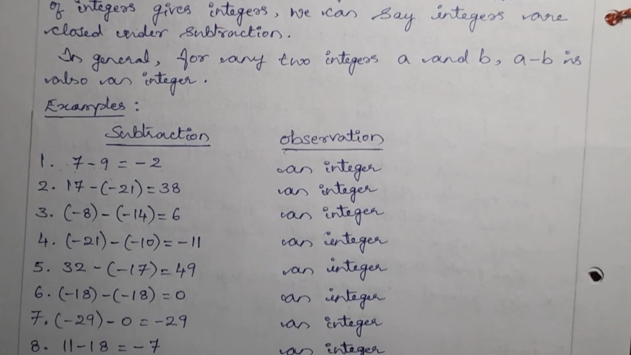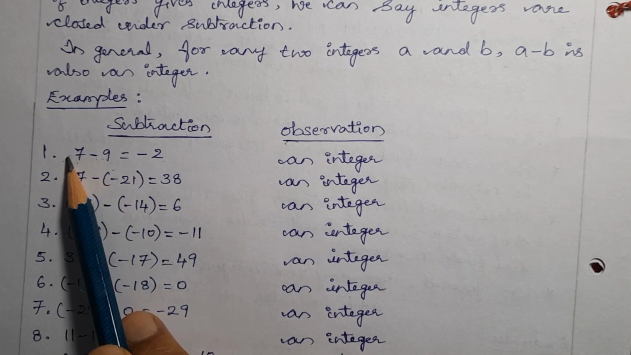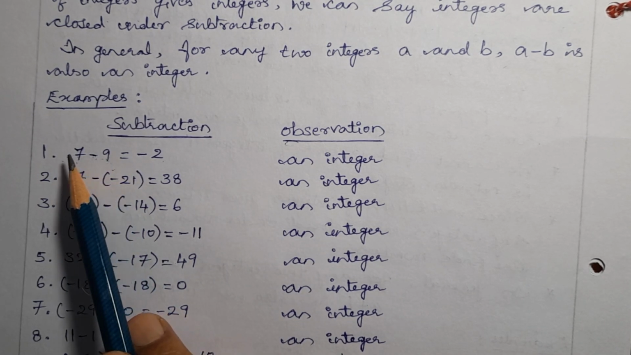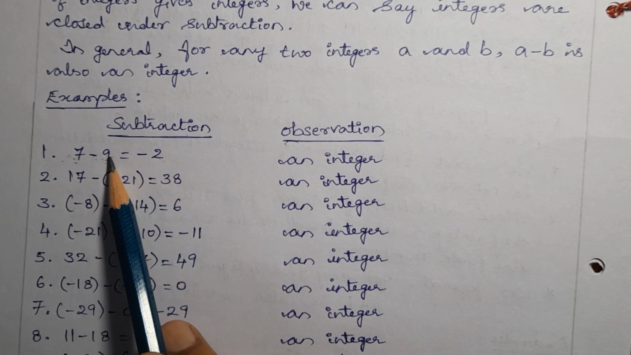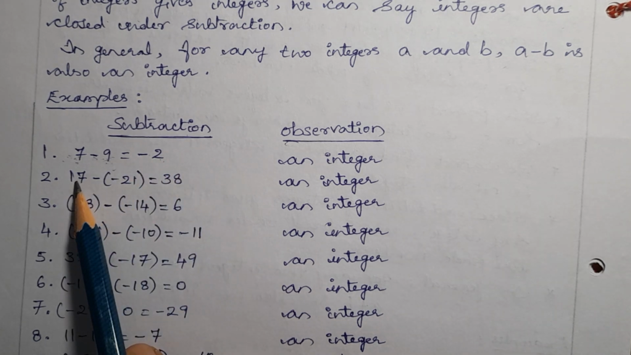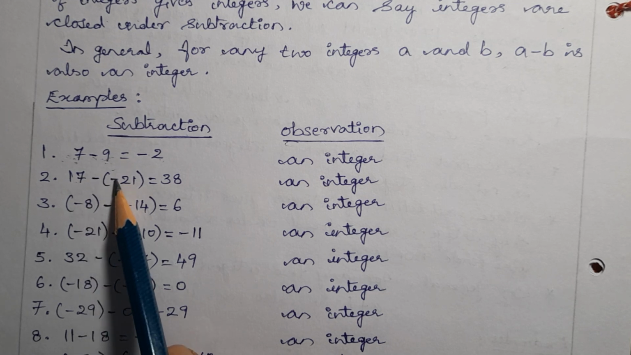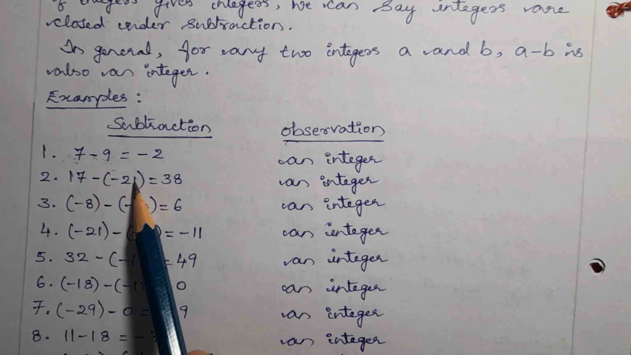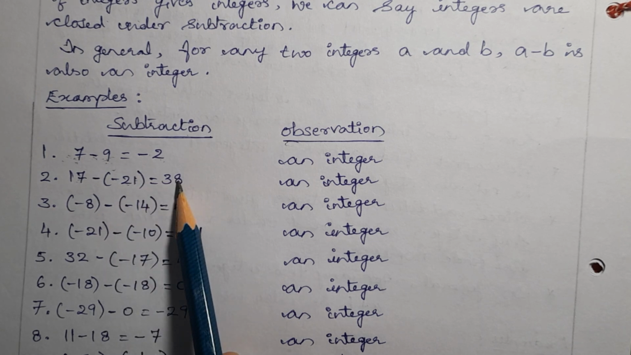For example, 7 minus 9. See here. So 7 is a positive integer, 9 is a negative integer. Take the difference between these two. So we'll get 2. But the bigger integer's sign is negative, so minus 2. Next 17, subtraction, they have said, minus, put the minus sign here. Minus 21. Minus minus plus. So what should we do? We should add. 17 plus 1 is 18. 18 plus 20 is 38.